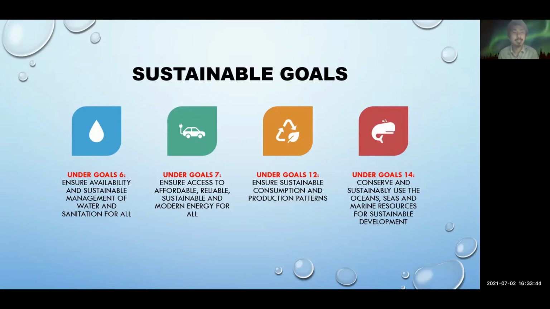The first is goal number 6, to ensure availability and sustainable management of water and sanitation for all. The second is goal 7, to ensure access to affordable, reliable, sustainable, and modern energy for all. The third is goal number 12, to ensure sustainable consumption and production patterns. And the fourth is goal 14, to conserve and sustainably use the oceans, seas, and marine resources for sustainable development.